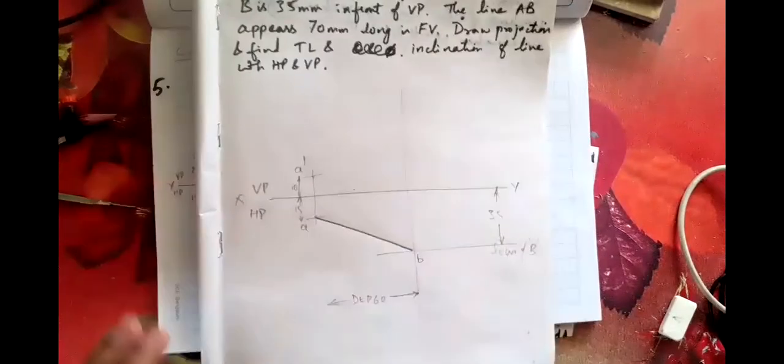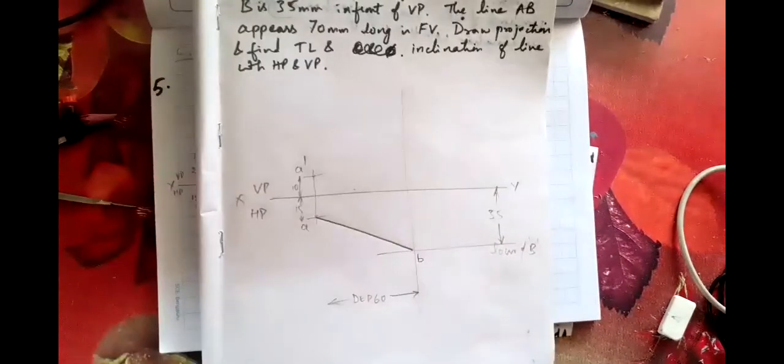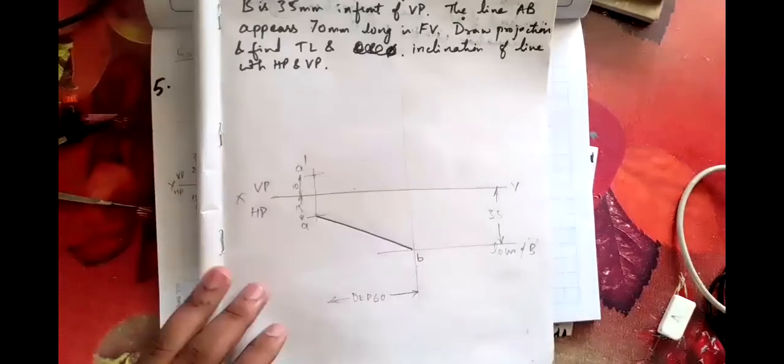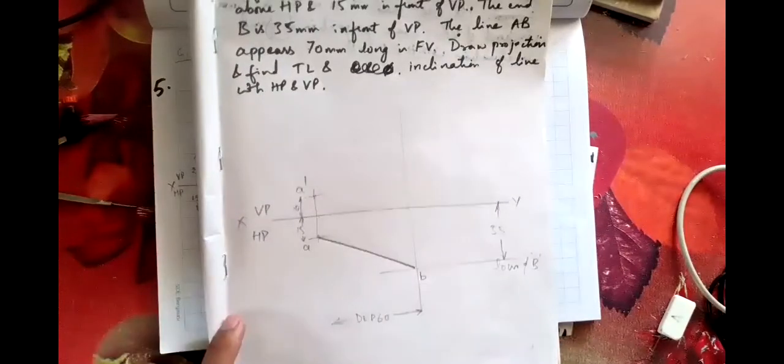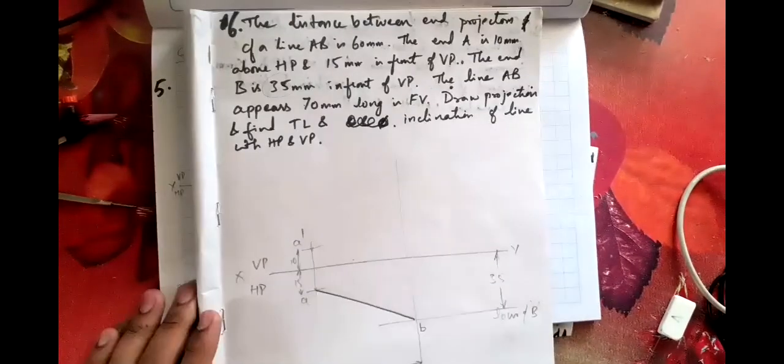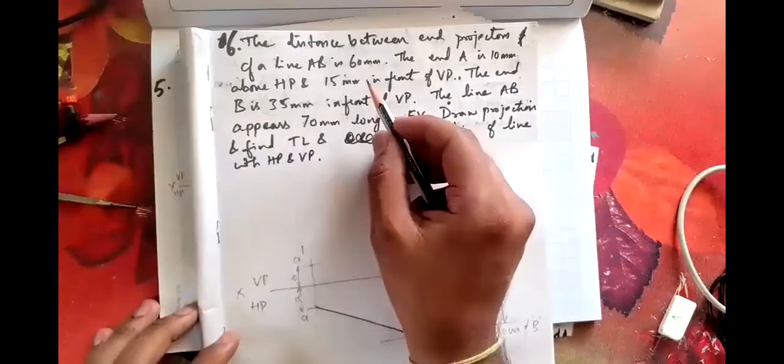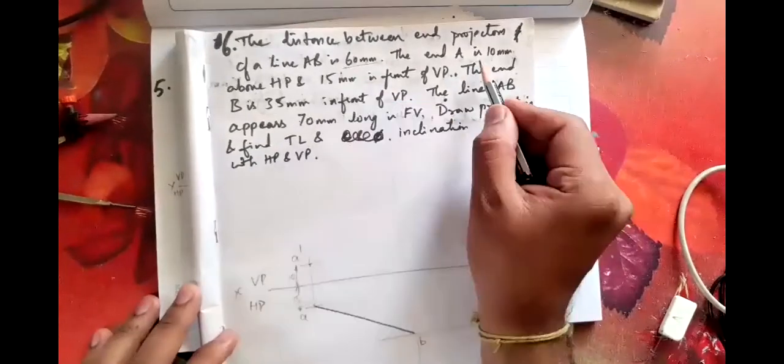Next, what next? I don't know the true lengths, so I have to find out the true lengths, but some other number is given to me here. So read the problem. 60 mm I have used, 10 mm, 15 mm I have used, 35 mm I have used.